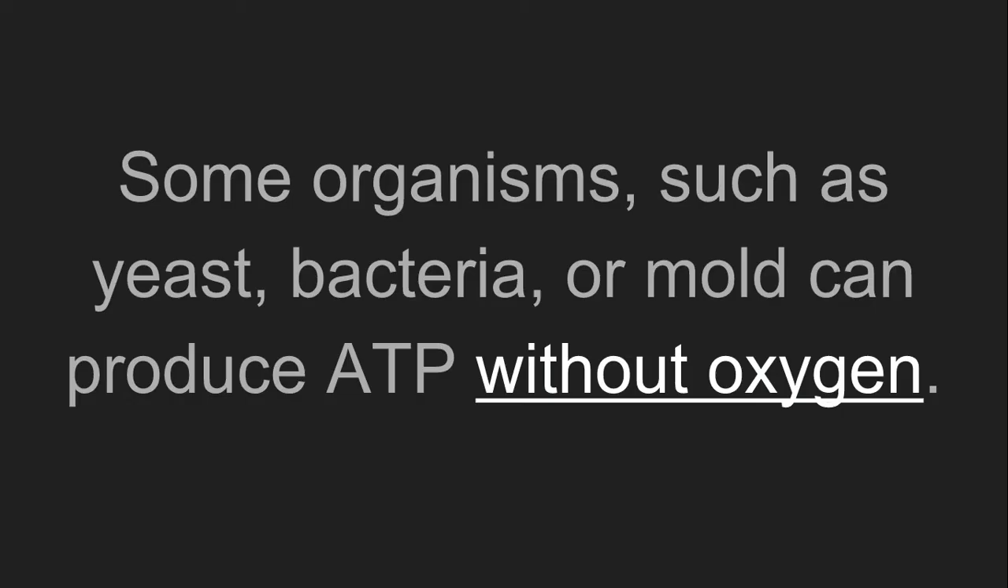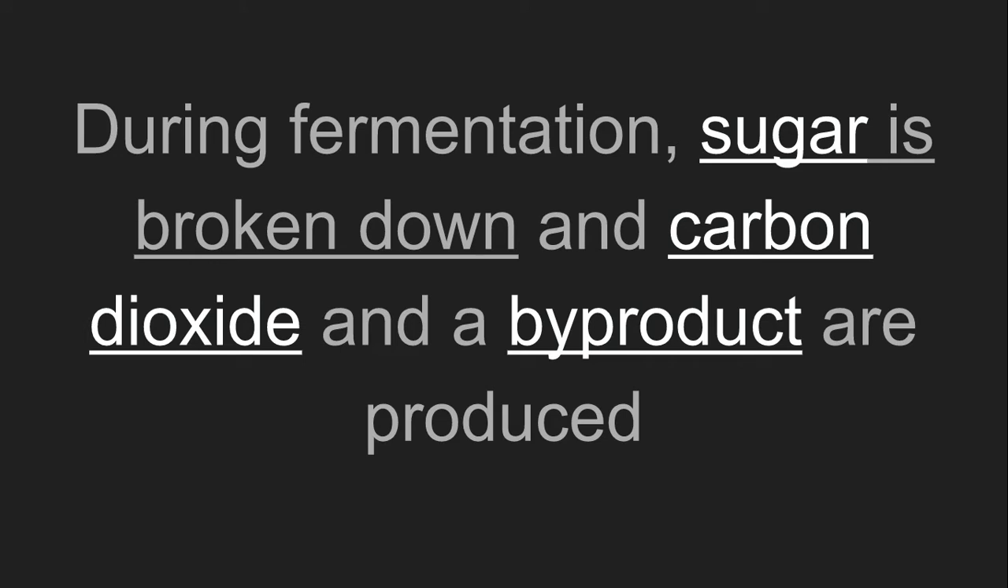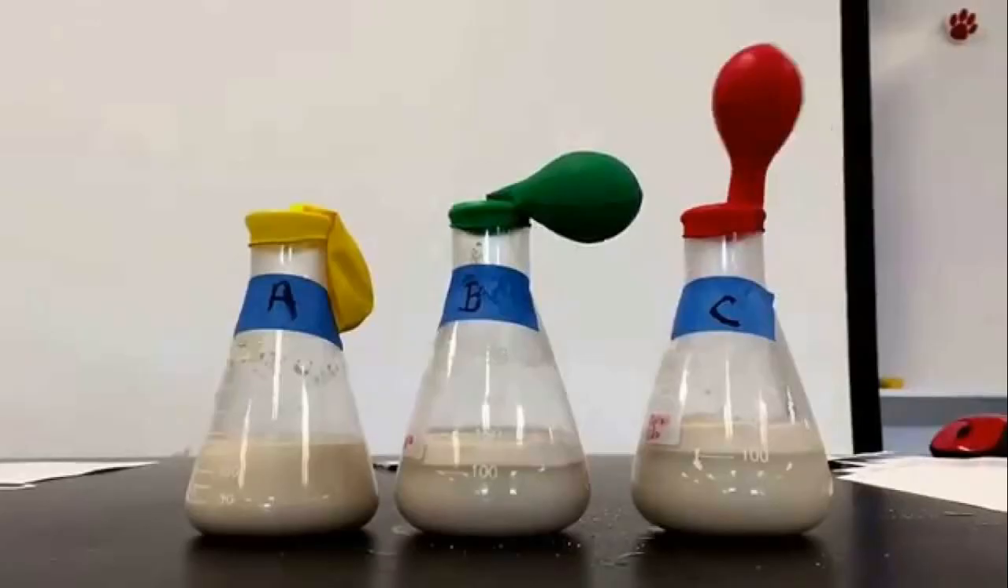So, cellular respiration is really great, but there are some organisms out there, such as yeast, bacteria, or mold, that will actually try to produce ATP without oxygen. This process of breaking down sugars without oxygen is called fermentation. During fermentation, sugar is broken down, carbon dioxide is produced, and a byproduct is produced depending on the type of fermentation. What we did in lab the other day was alcoholic fermentation.